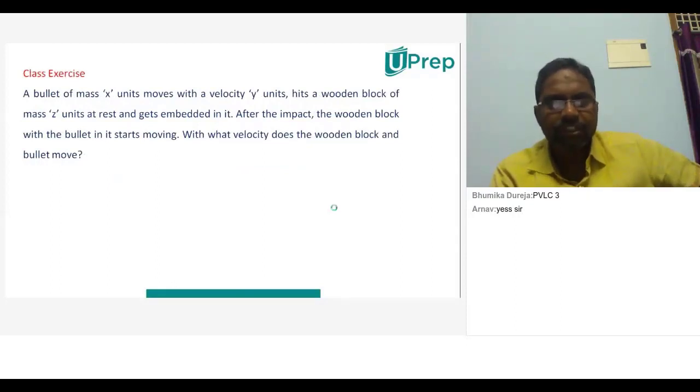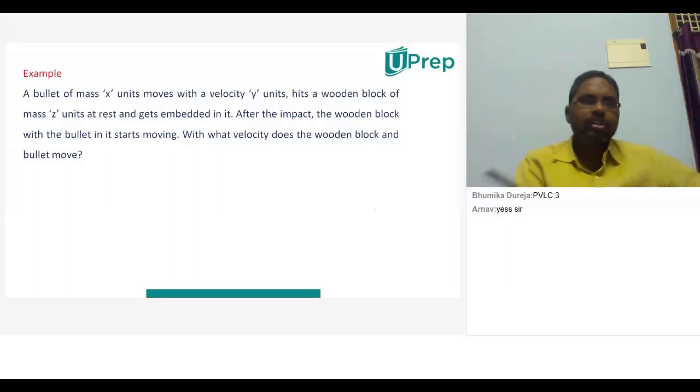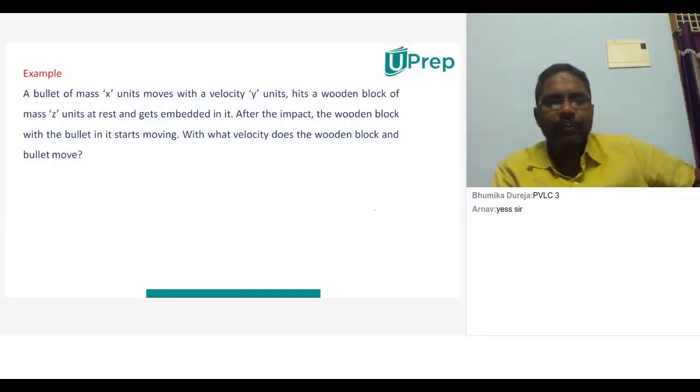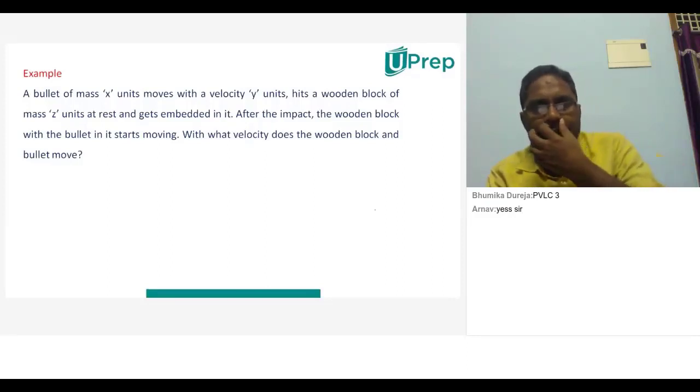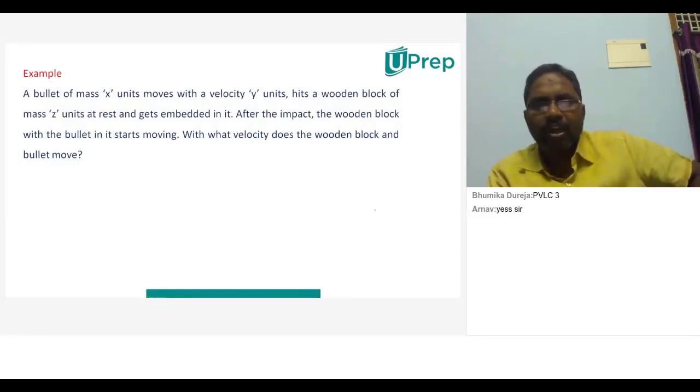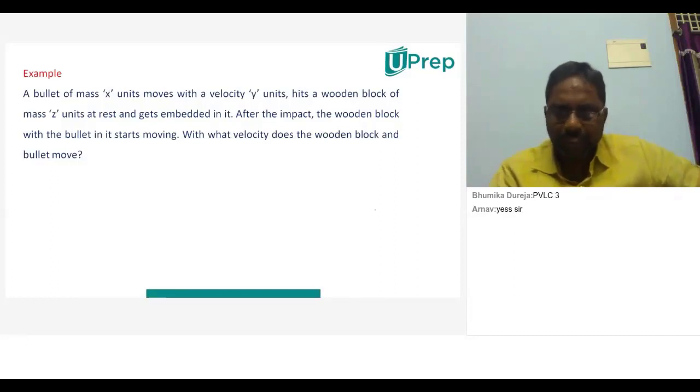A bullet of mass x units moves with a velocity y units, hits a wooden block of mass z units, which is at rest, and gets embedded in it. After the impact, the wooden block with the bullet in it starts moving. With what velocity will the wooden block and bullet move? Let me explain with a diagram, and then you can find the answer.